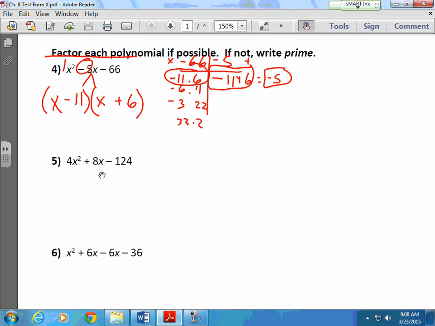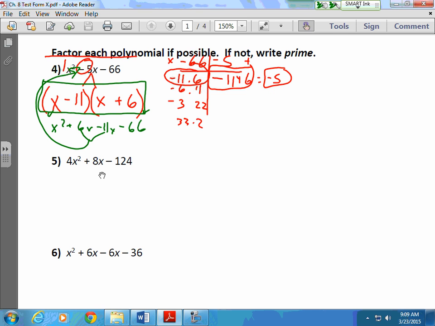I'm going to check. It's always a good habit to go through and check. X times x is x squared. X times 6 is 6x. Negative 11 times x, negative 11x. Negative 11 times 6 is a negative 66. And those two become my negative 5x. Okay, and that's right, and that's right. So I'm confident that this is the right factorization because it gets back to what I started with.